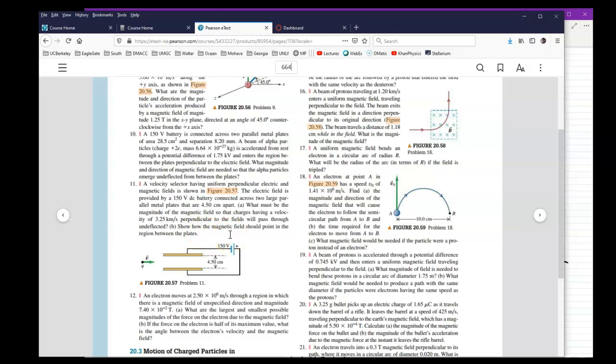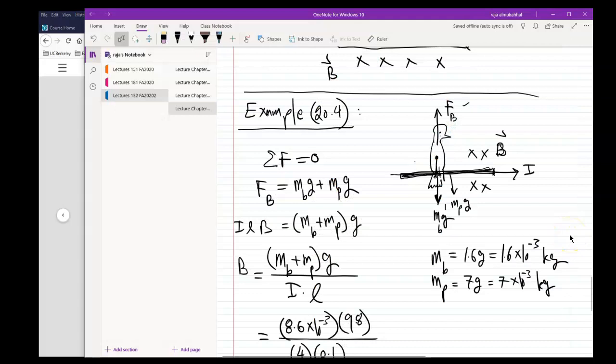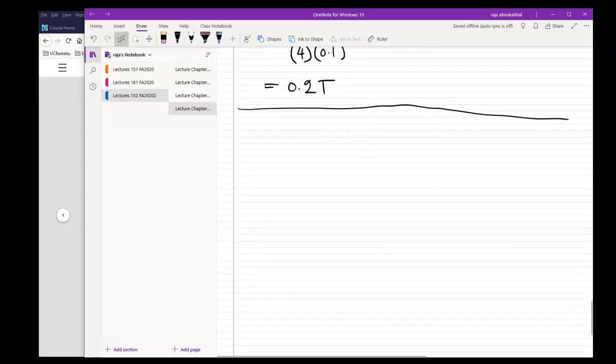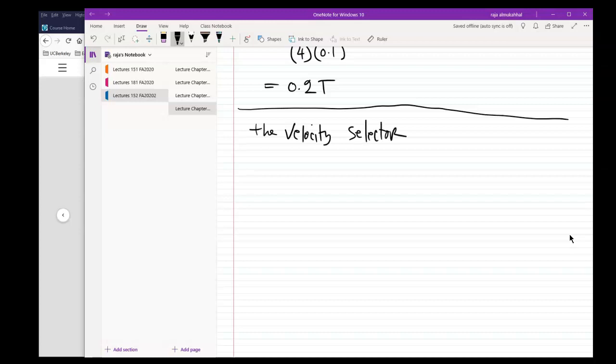All right, so how do we solve a problem like that? First of all, let me explain to you what a velocity selector is before I do that. All right, a velocity selector. Imagine you have 2 parallel plates, just like a parallel plate capacitor.